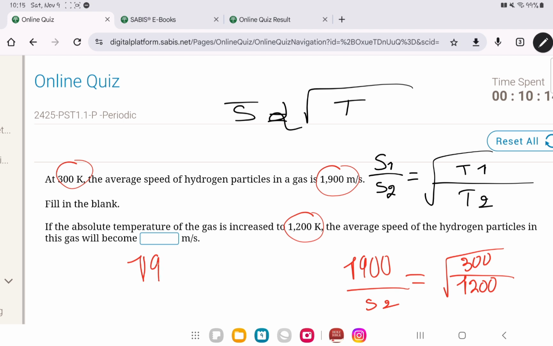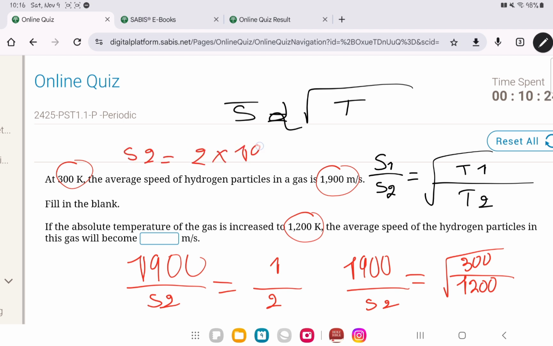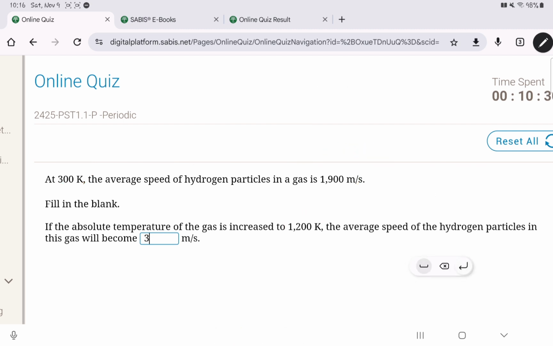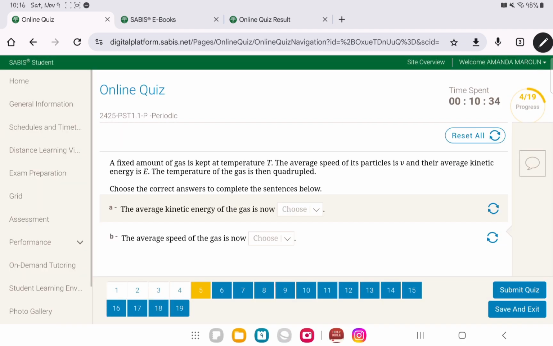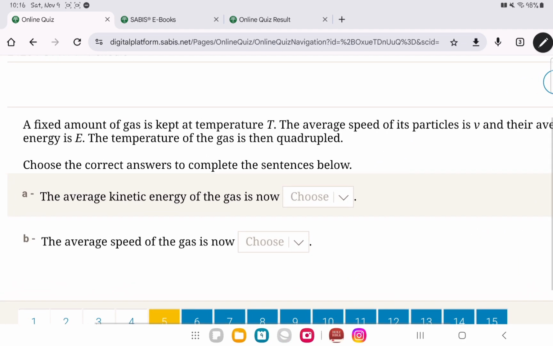We start with temperature 1, which is 300, over temperature 2, which is 1200, and then we don't forget the radical, is equal to speed 1, which is 1900 meters per second, over speed 2, which we need to find. Very simply, if you do radical 300 over 1200, you are gonna get 1 over 2. So 1900 over speed 2 is equal to 1 over 2. Now cross multiplication, you're gonna get speed 2 is equal to 2 times 1900, which is 3800. So our answer over here is 3800.